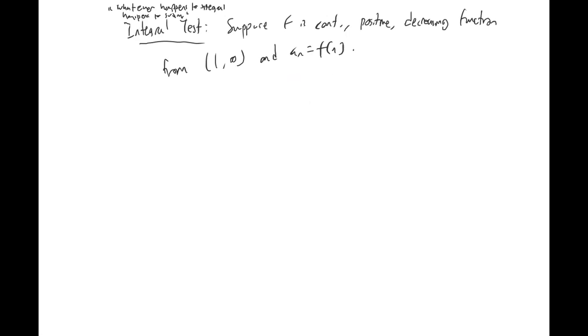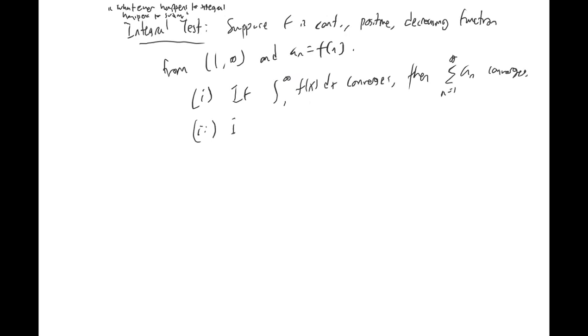And then the test says basically, if the integral from 1 to infinity of f of x dx converges, then the sum converges. So if you could solve the integral, whatever happens to that in terms of convergence or divergence, it will happen to the sum. If the integral diverges, the sum diverges. So this is good for sums that you can integrate. Then sum n equals 1 to infinity.